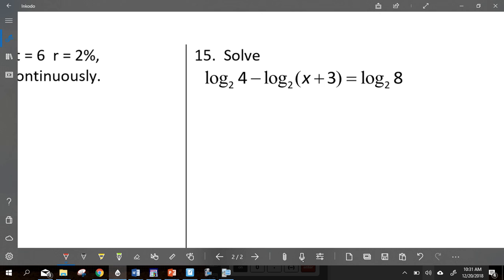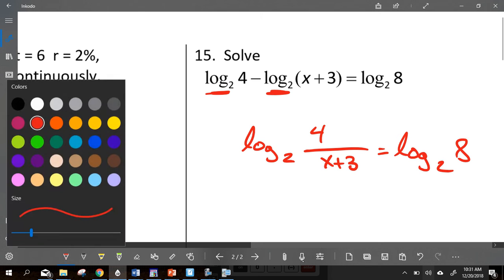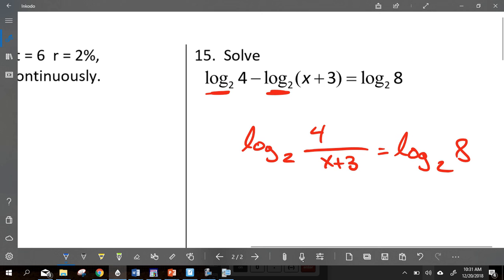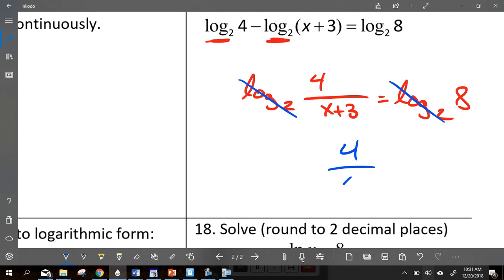If I'm solving this one, it's log base 2. Log base 2, it's written twice. The first thing I'm going to do is condense it. So when I condense it, it's 4. This time it's minus. If you're condensing two logs and there's a minus sign, we're going to make it a division problem. x plus 3 goes on the bottom, is equal to log base 2 of 8. On both sides, log base 2, those two things are going to cancel. Now I've got 4 over x plus 3 is equal to 8.